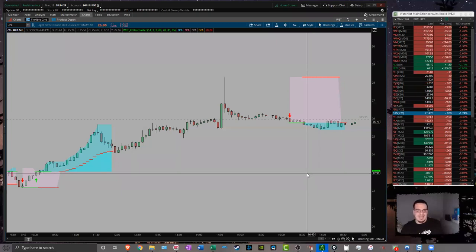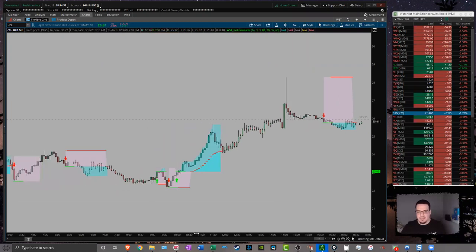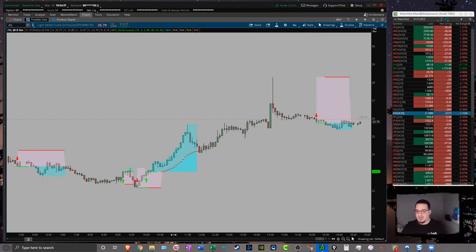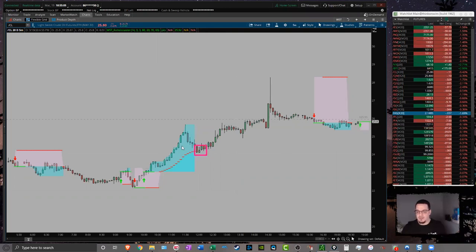The cyan color, or that blue color, just covers the range that price went between the entry and the highest point. It just creates that range, and it's just a color for you to visually see that. Because the trade is over right here, we don't need to have that continue on. If we didn't have that color, we might think the trade is still on. It's just visuals.